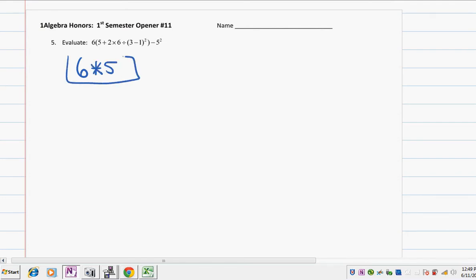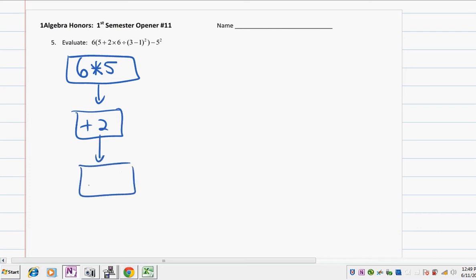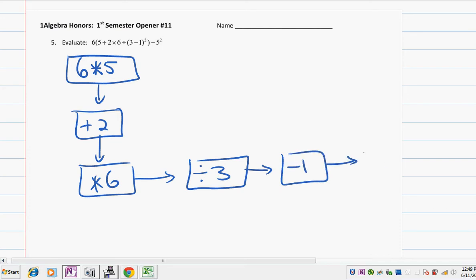And then after that, I take whatever I get out of that and I add 2. And then whatever I get out of that, I multiply by 6. And then divide by 3. And then subtract 1. And then square it. And then subtract 5 squared? I don't know, is that what I do? Well, let's see what we get when we do that.